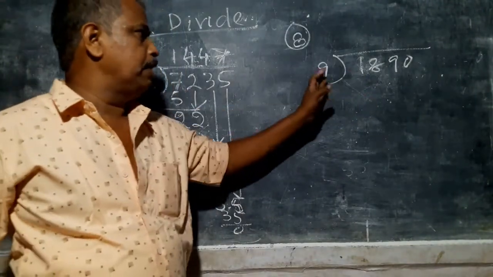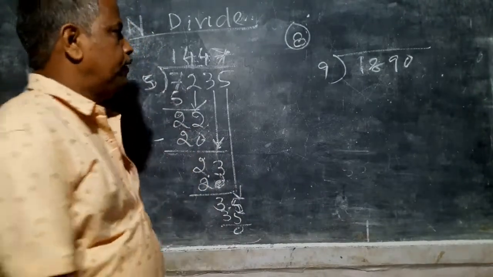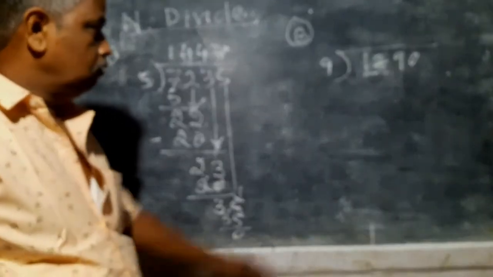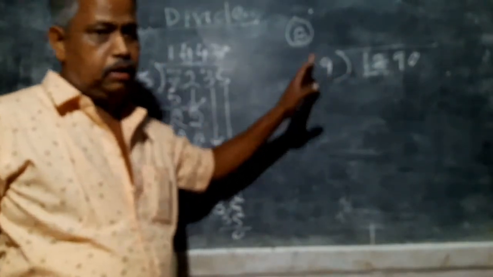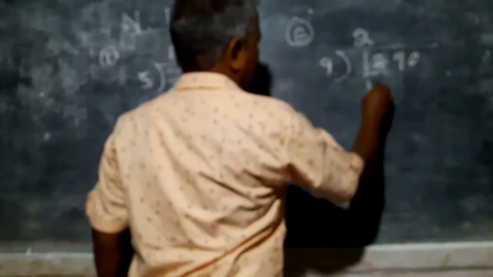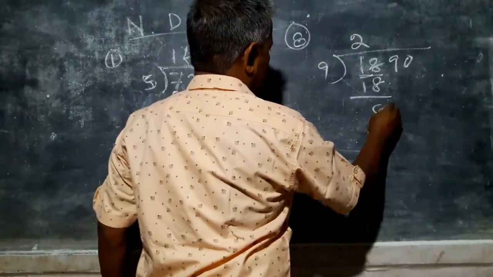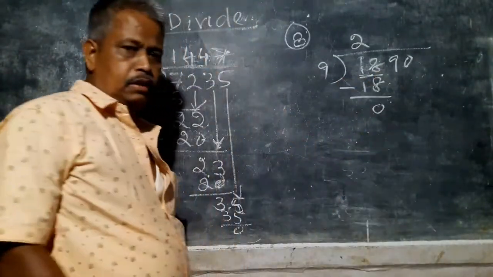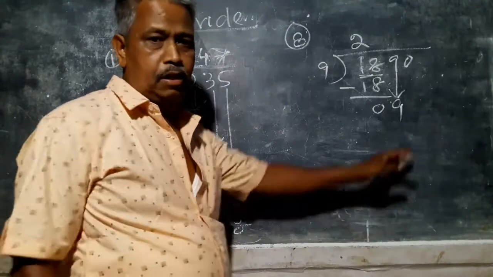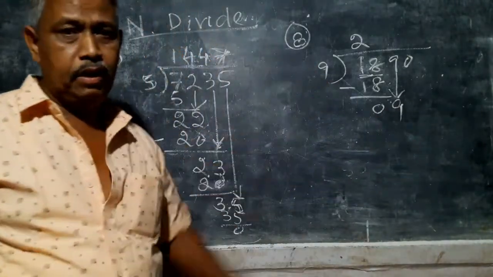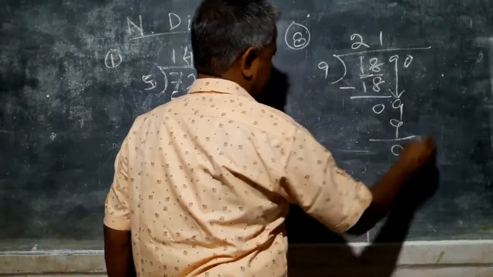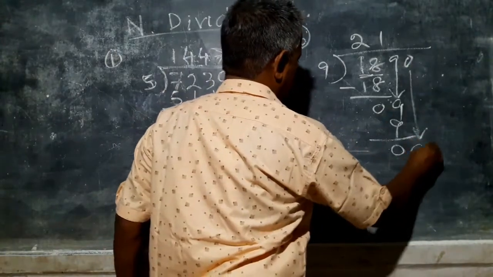If you divide 1 by 9, it is not possible. So we will take the next number. So both the numbers make 18. We will divide 18 by 9. You count the 9 table. 9 twos are 18. So when we subtract, the answer is 0. Bring the next number down, that is 9. Here the number is 9. We will divide 9 by 9. 9 ones are 9. So the rest is 0, and bring down the last number 0.